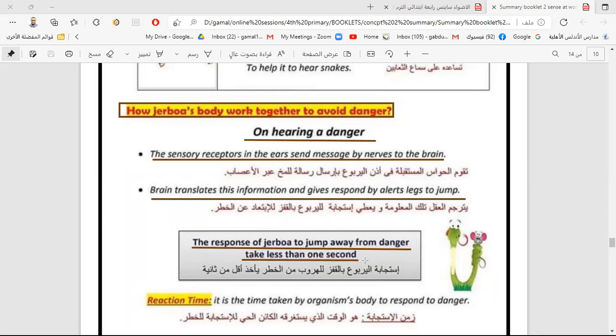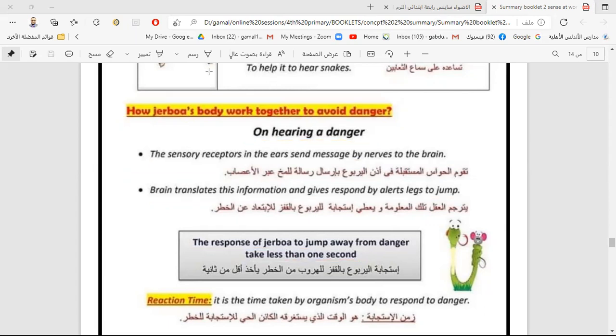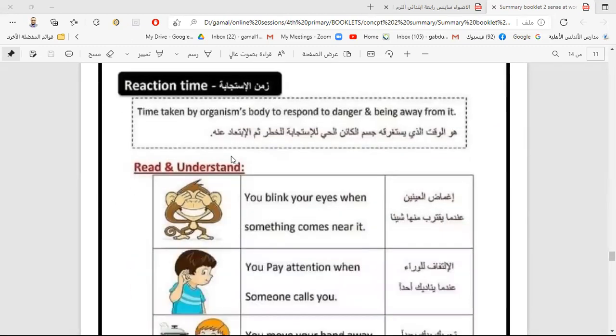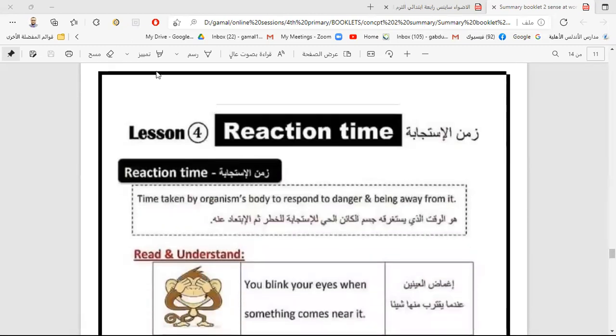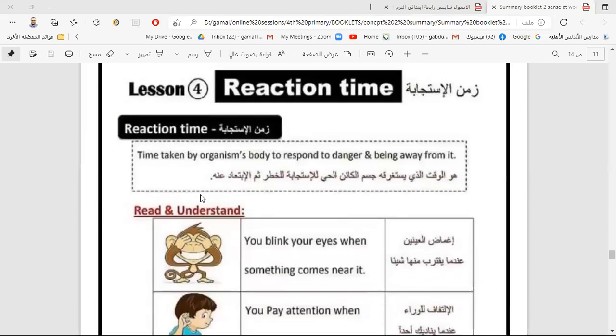This takes less than 1 second, and this is the response time, or the reaction time. The reaction time, this is our new lesson here. We are talking today about the reaction time. What is meant by the reaction time? We can define the reaction time. It is the time taken by the organism's body to respond to danger and get away from it. Like when you touch a thorn or a hot body, you move your hand away quickly. This is the reaction time. Like the jerboa, when it sees or hears a snake, it jumps away. Muhammad Isha'al, do you have a question?